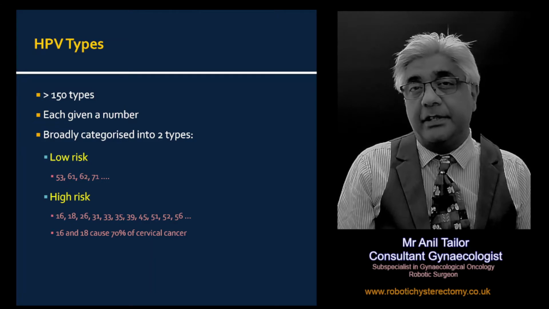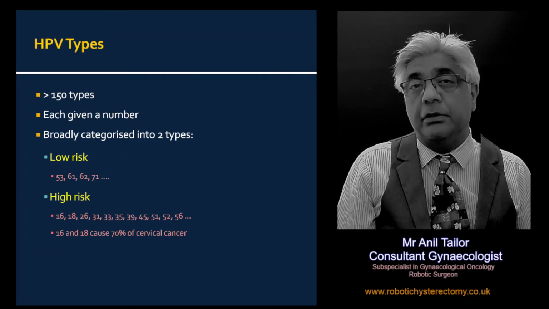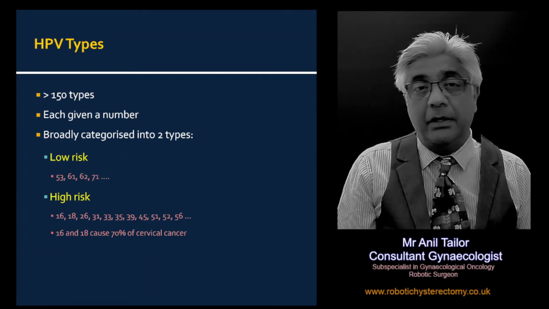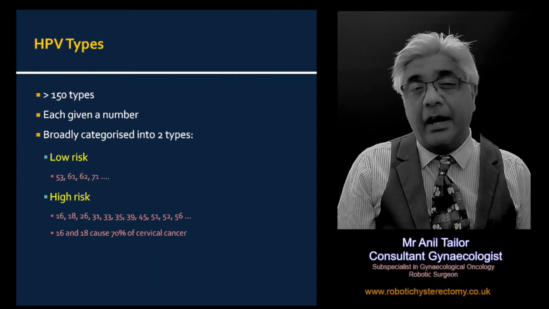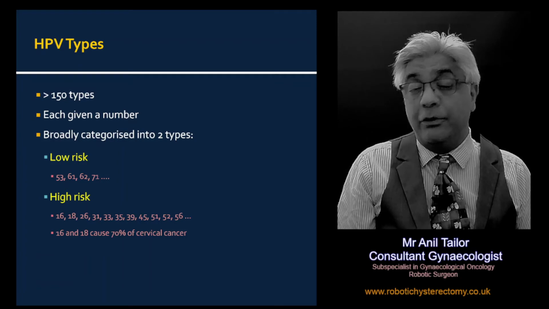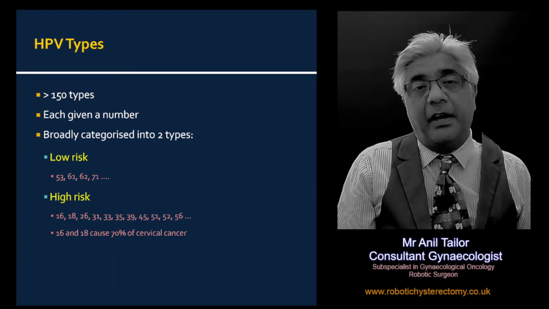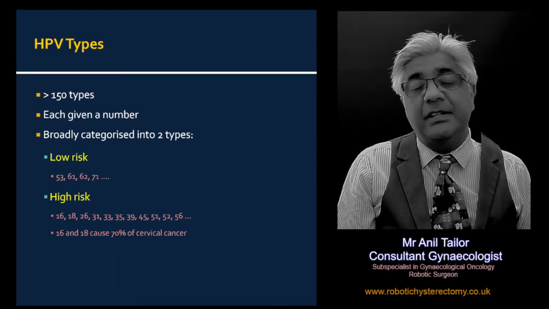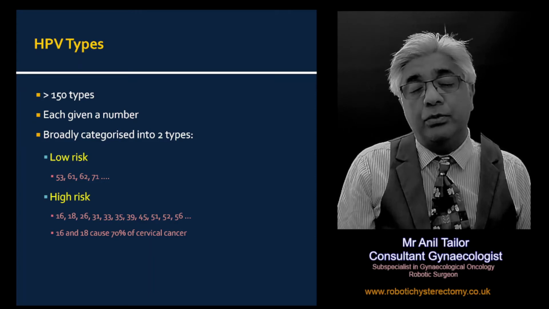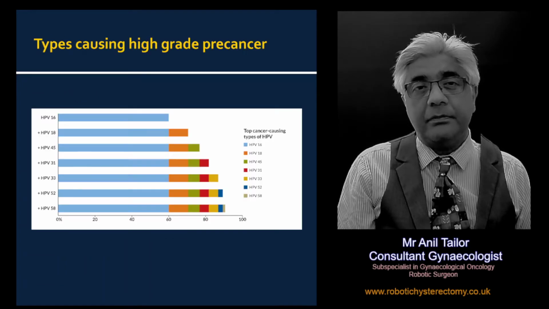The high-risk types of HPV, on the other hand, do have that potential to go all the way through the precancer range and then into the cancer range. So it's the high-risk HPV that we are most interested in picking up and treating. So the examples of the high-risk type, the 16 and 18 are the most common types, and they account for about 70% of all cervical cancers.